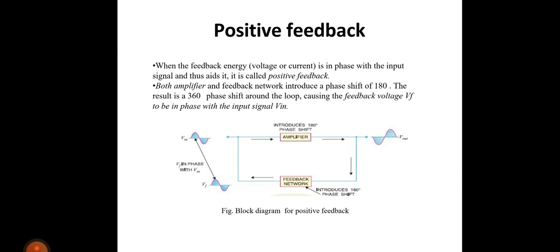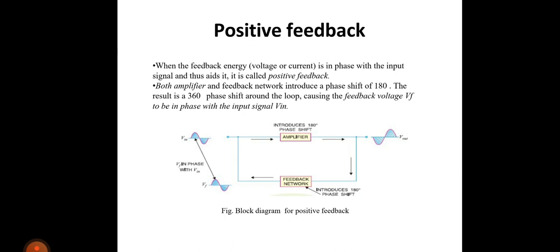When the feedback voltage or current is in phase with the input signal and thus aids it, it is called positive feedback. So when the feedback signal is in phase with the input signal, here you can see the arrow: this is the input signal and this is the feedback signal, both are in phase. Both are in phase means both start at the same point, that is, the same phase. Both amplifier and feedback network introduce a phase shift of 180 degrees.